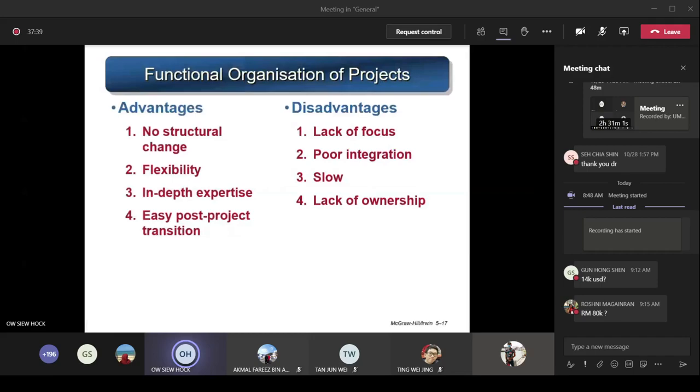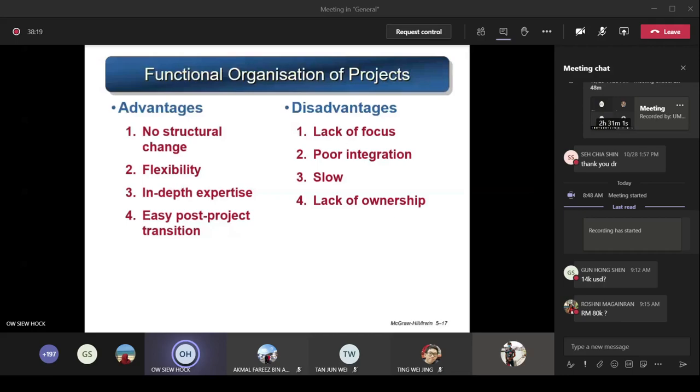Now these are the advantages and disadvantages of functional organization projects. Because the people are from the same functional unit, there is no structural change. You're not taking people from other departments, so this is very flexible. You can take anyone within your department to join the project, and at the same time perform your other functional tasks within the same department. There is in-depth expertise, since anyone more experienced can be selected from that department to carry out the project. There is also an easy post-project transition, because you stay in the same department and aren't transferred out. After you finish the project, you're assigned another project, since all the while you're in your same department.